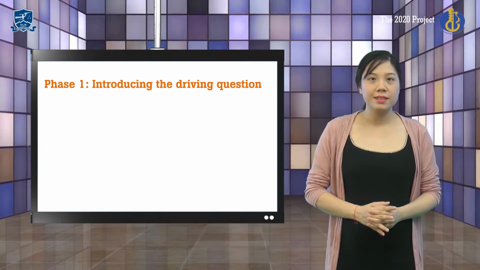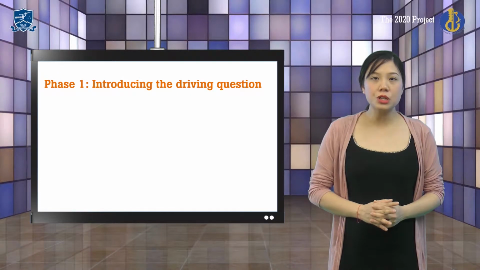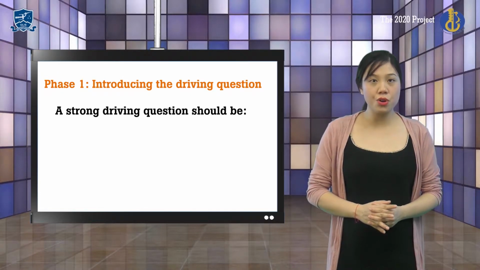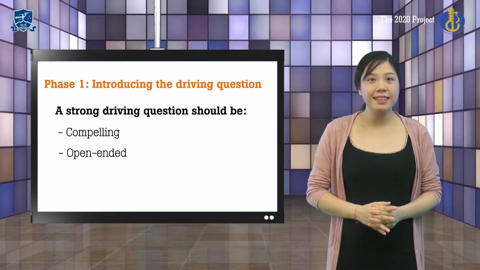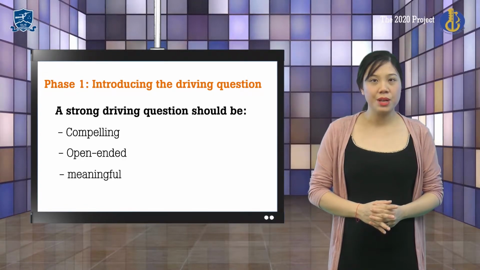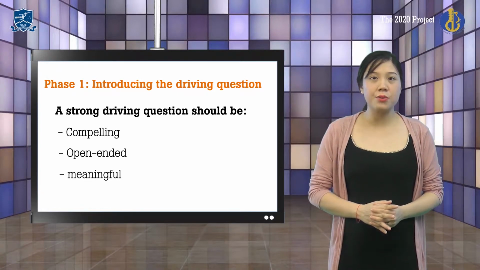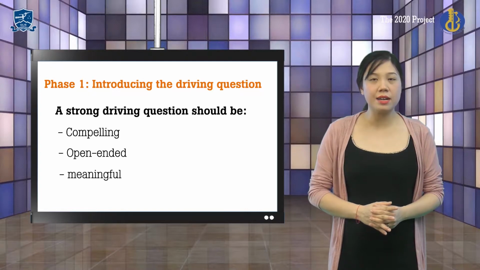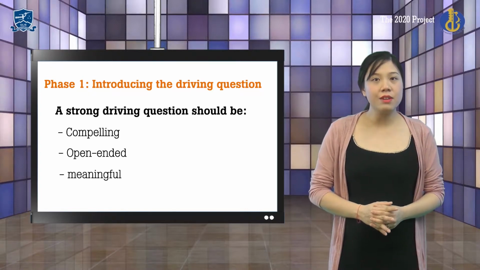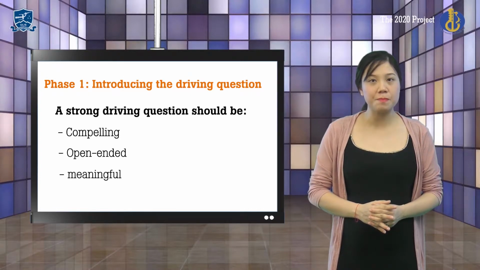Phase 1. Introducing the driving question. The instructional unit must have a strong driving question, which should be compelling, open-ended, and meaningful. Note that a strong driving question does not aim at the right answer. Actually, there is no right or wrong answer, but it offers an opportunity to ascertain differing levels of prior knowledge and plan appropriately for instruction.